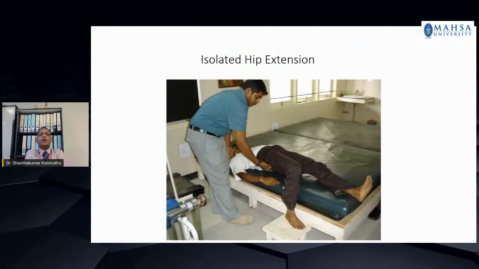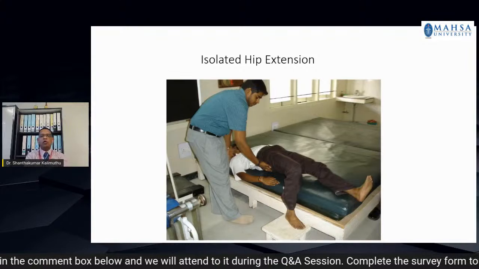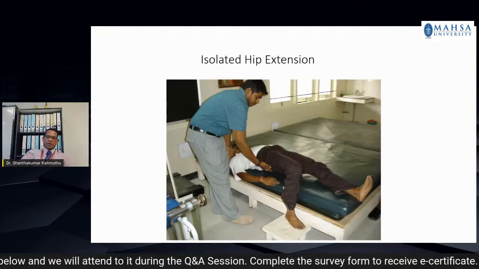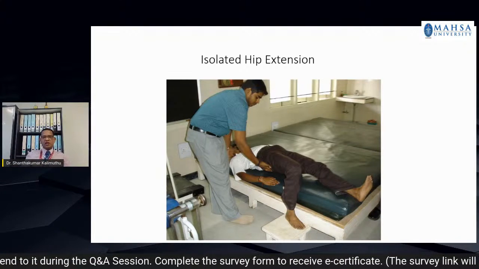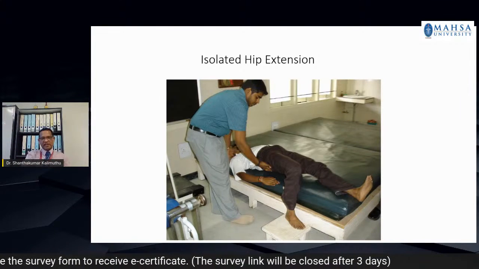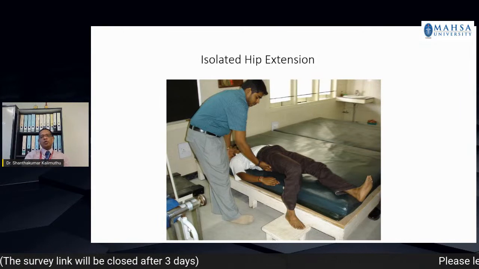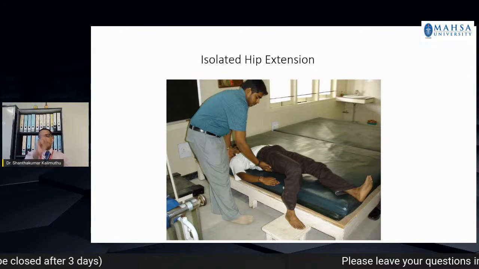So now, how can you do isolated hip extension? This is very important in the acute and early subacute phase. So what you can do is keep a small block by the side of the bed. Now the patient can put weight onto the affected extremity. You put your hand there on the hip extensor. Now instruct the patient to do isolated hip extension on the affected side.